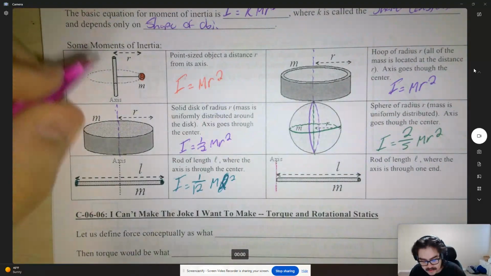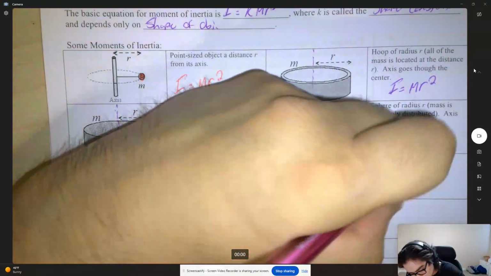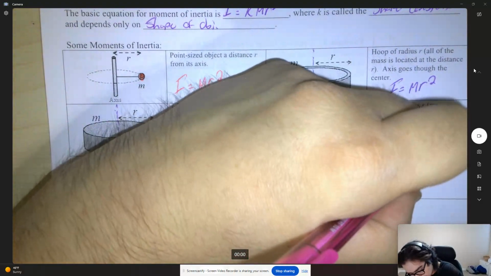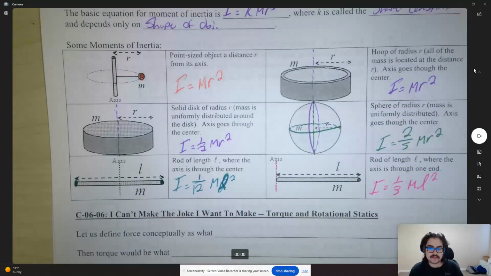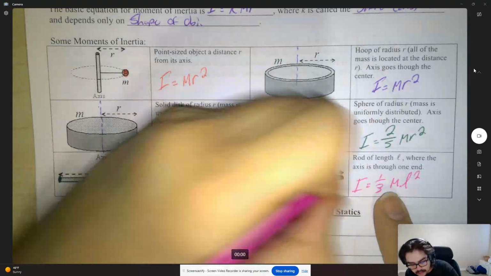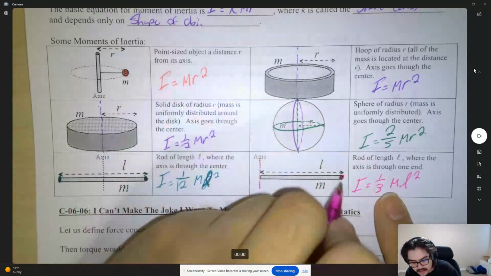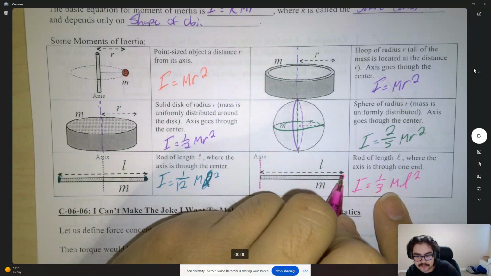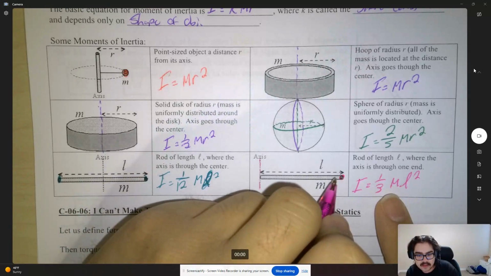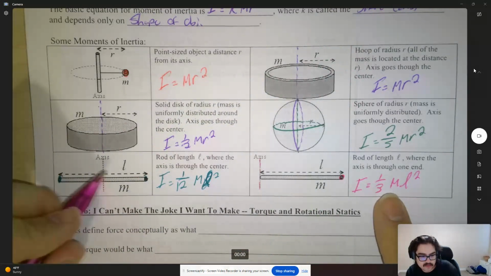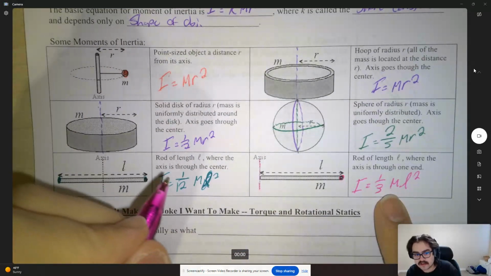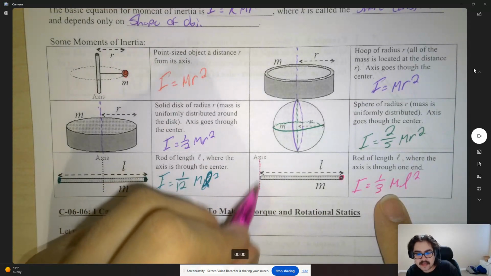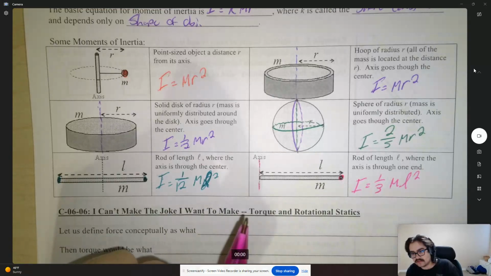If I rotate it about that axis, this changes to I equals 1/3 ml squared. Now this one has more rotational inertia because you have more mass that's further away. This end is actually further away from the axis than it was before, because if you do it through the middle, you've essentially halved that distance. But now it's all the way on the other end.